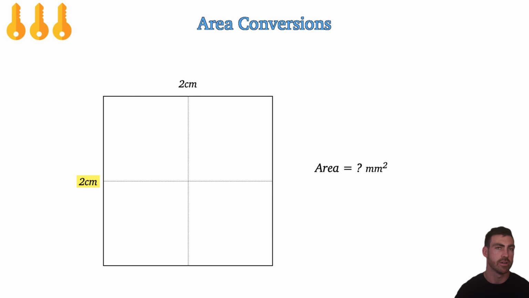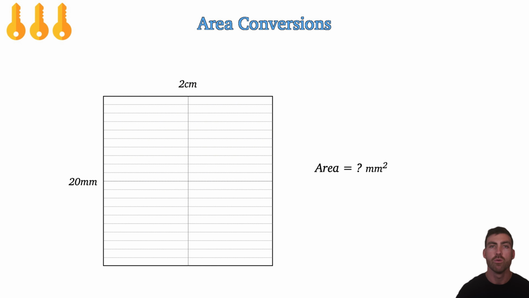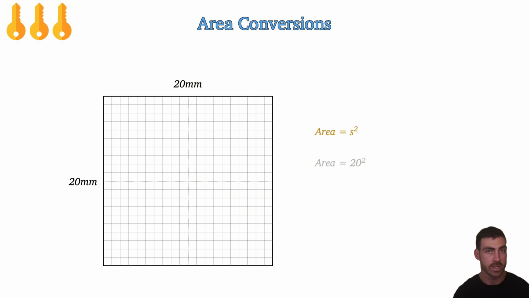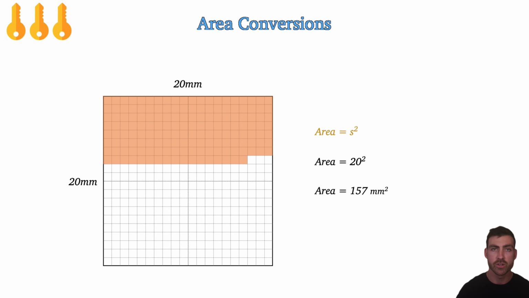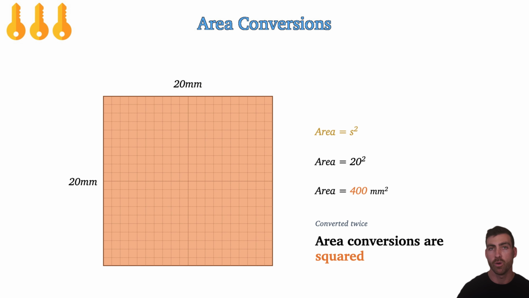Let's convert one side first. 2 centimeters is the same as 20 millimeters. But now look carefully. We've only changed 1 dimension. This still isn't made of millimeter squares yet. So we must convert the other side as well. Now we have 20 millimeters by 20 millimeters. In other words, 20 squared, which gives us 400 millimeter squares. And here's the key idea. We didn't just convert once, we converted twice. That's why for area conversions, we need to square them.